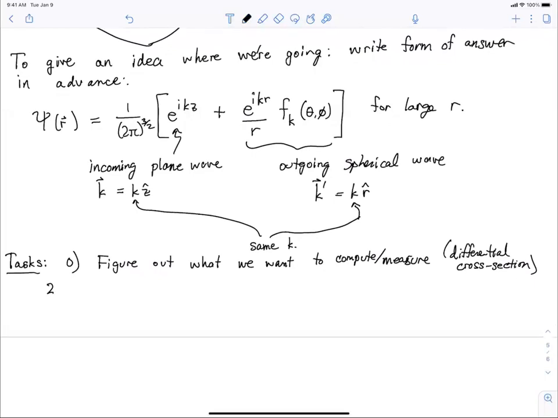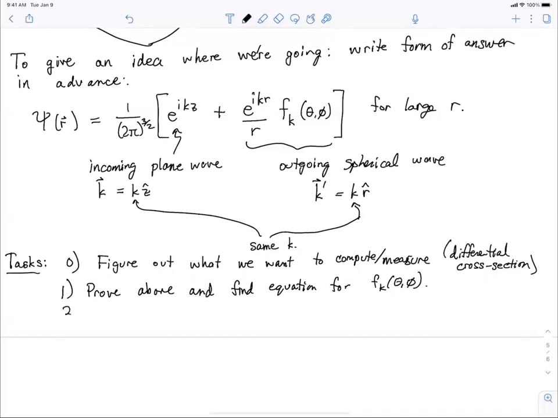Okay, our next task, I guess I started at task 0, so this is actually task 1, is to prove the above equation and along the way, find an equation for our f sub k function. Those two things will sort of go hand in hand. And then our next task is to find the solutions.